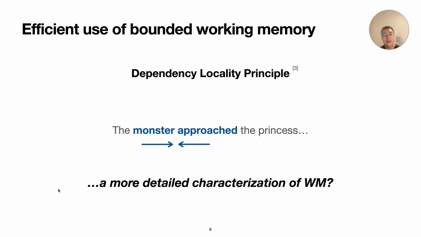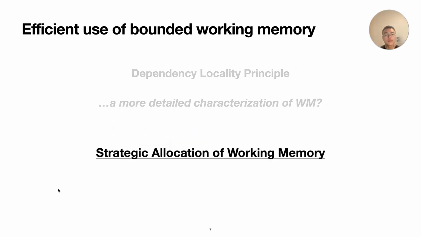Based on this basic principle of dependency locality, a natural next step is to ask how far this efficiency-based account of language structure can go if we have a more and more detailed and realistic characterization of the nature and constraints of working memory. In the current study, we propose a strategic allocation of working memory as a constraint, and we are going to discuss how this strategic memory allocation can modulate the dependency locality principle.